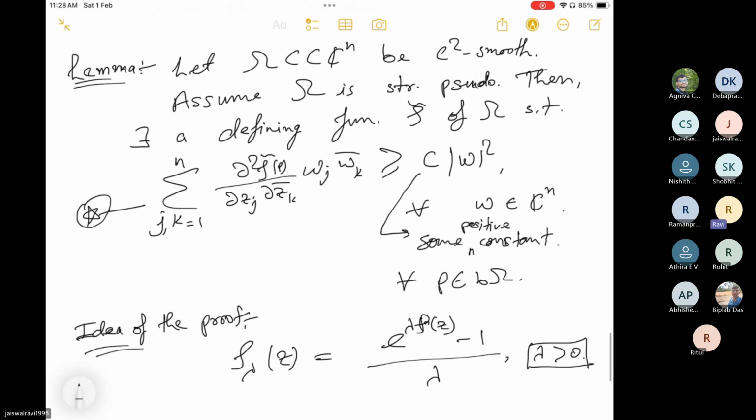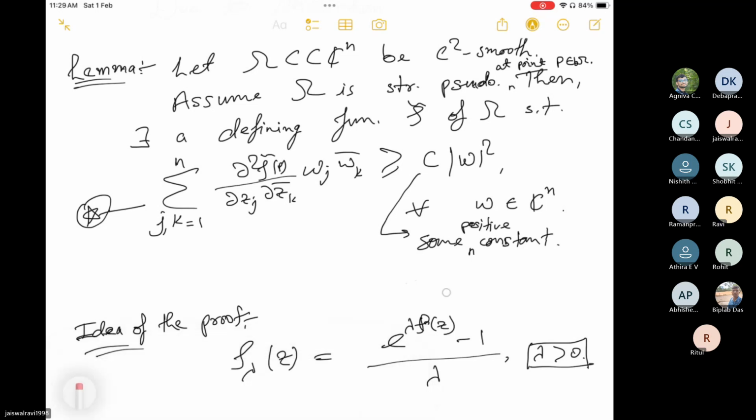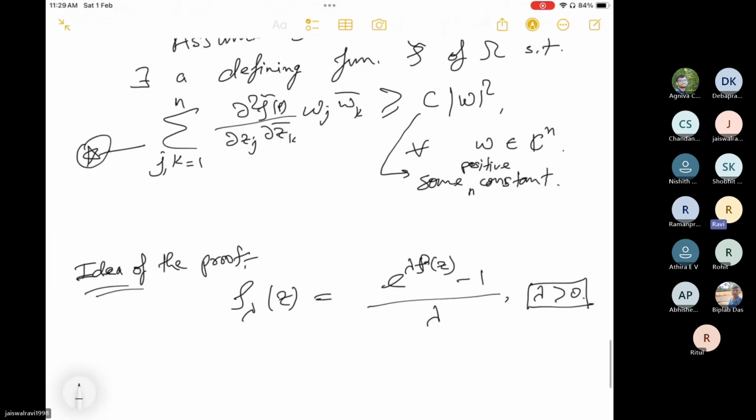But this lemma is a little bit weaker, so let me rewrite it again. Assume omega is strongly pseudoconvex at a point P in boundary omega. Then this Levi form is positive for that P in boundary omega. I will not prove it, I have just given the idea. You have to take this rho lambda and do the same thing as we did in a strongly convex domain, and you can get this lemma. Okay, so now we will move on to the main result.